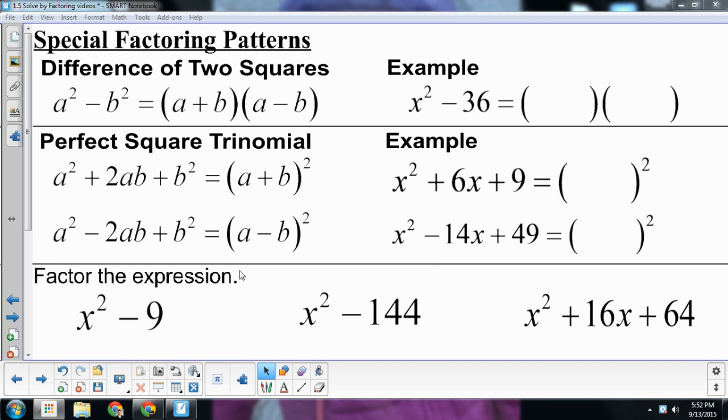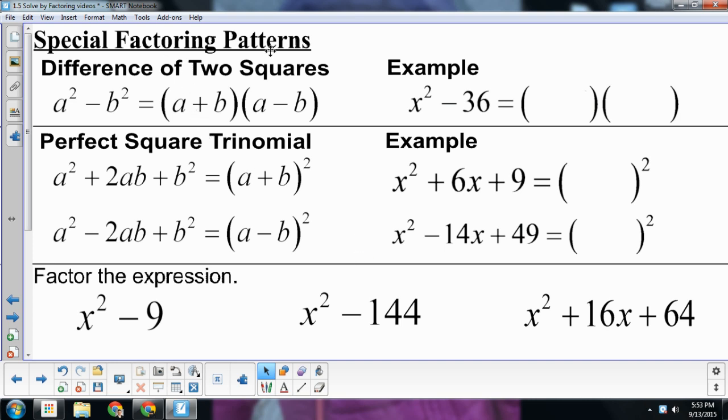All right, in this video, we're going to continue to learn how to factor, but we're going to be using some special factoring patterns that might be able to save us some time. Both these patterns involve perfect squares, so again, I hope you're continuing to get better at mastering what a perfect square is and what numbers are perfect squares.